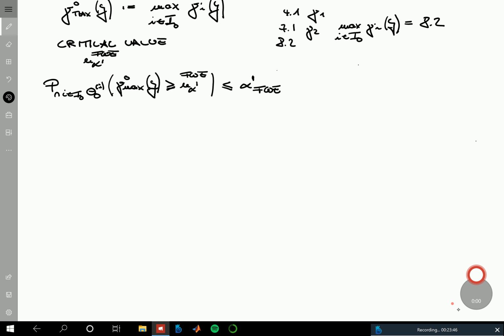If we do this, and this will be something that I will show with a little proof, then we control the family-wise error rate at the significance level.